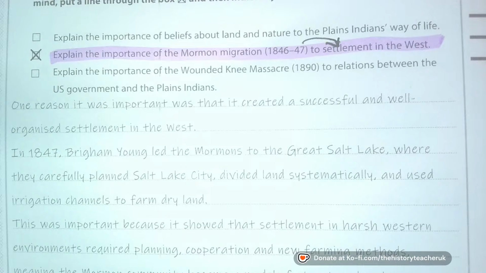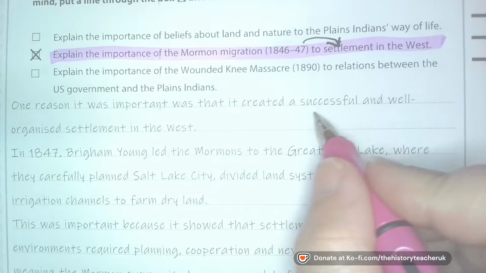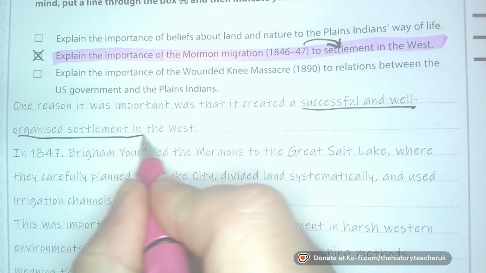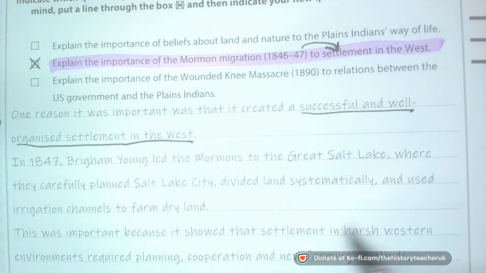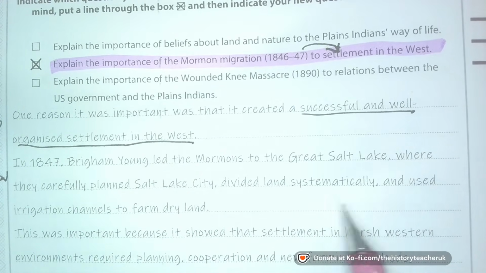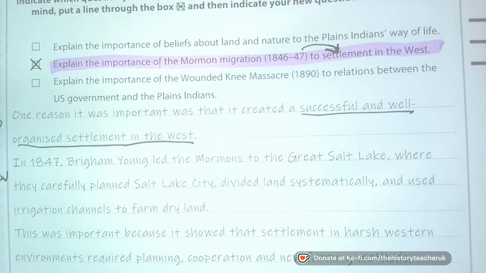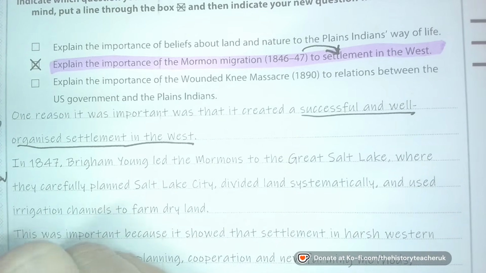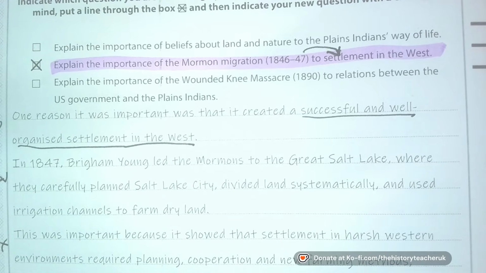So why is it important? Because it creates a successful and well organised settlement in the West. And that's my point. Then a little bit of evidence, which is just what happened. Brigham Young led the Mormons to the Great Salt Lake, and then they used irrigation channels to dry farm the land, which shows, so that's my evidence, and then my explanation is that it shows that settlement in harsh Western environments can be done, basically.